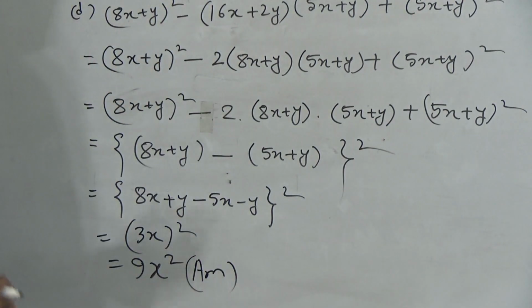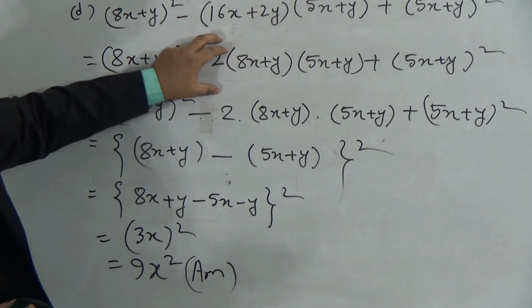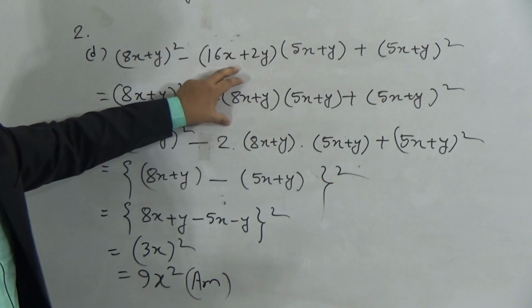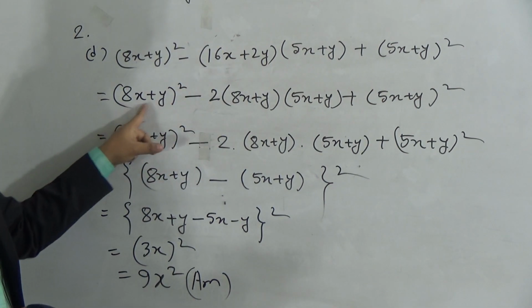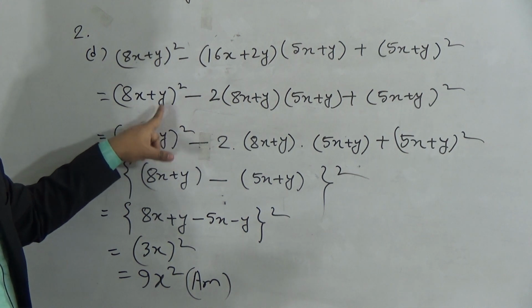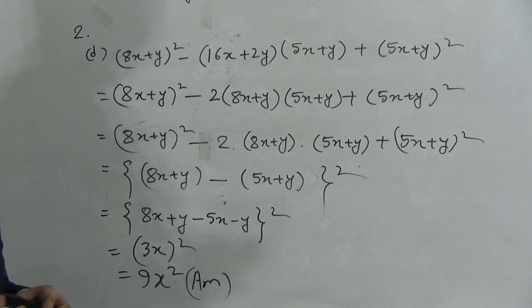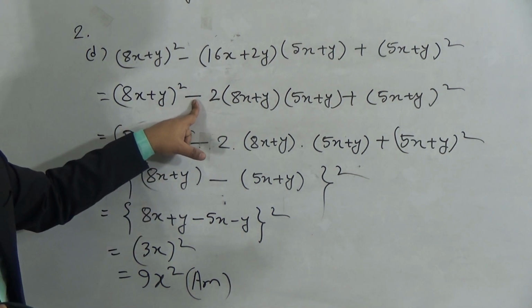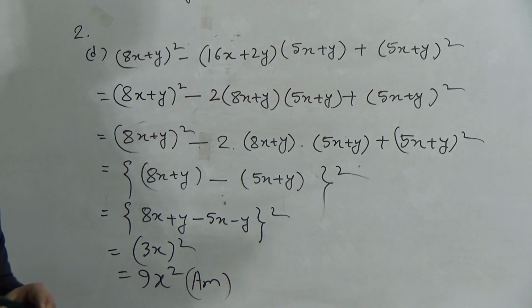You can apply that method here. That means at first you do this line. Okay, from this line you do this line. After that you write let 8x plus y equal to a and 5x plus y equal to b. Then it is a minus sign. For this reason at first you do subtraction. And when you do subtraction, then you get the value of a minus b.